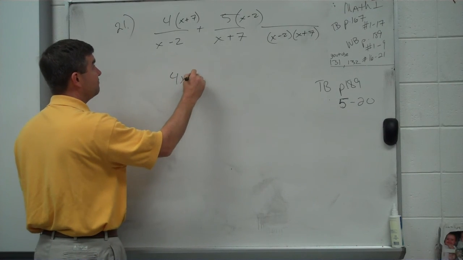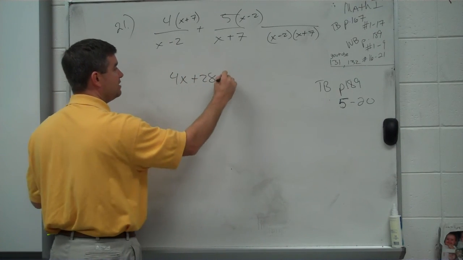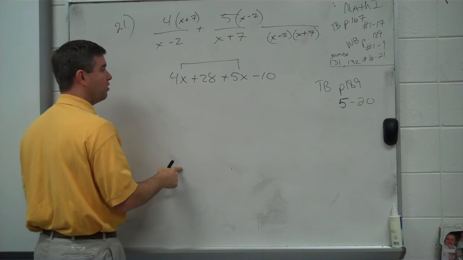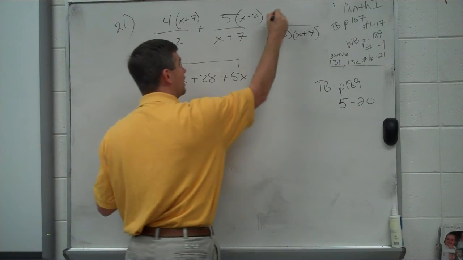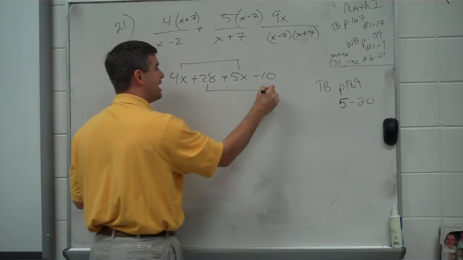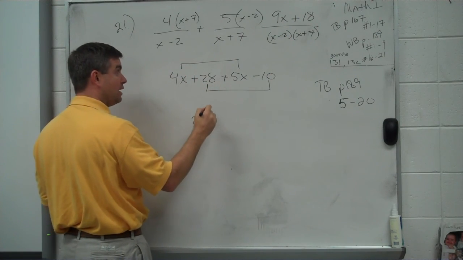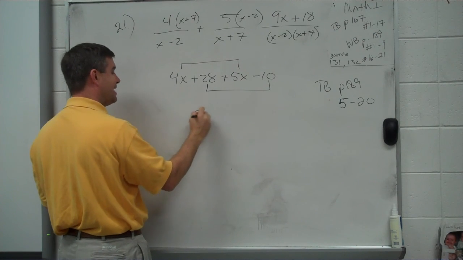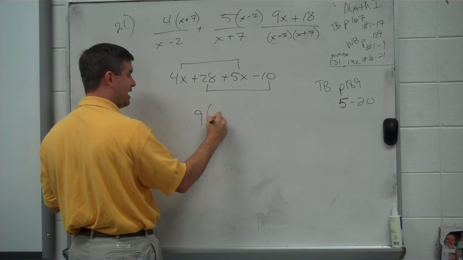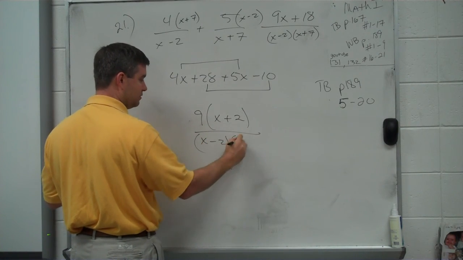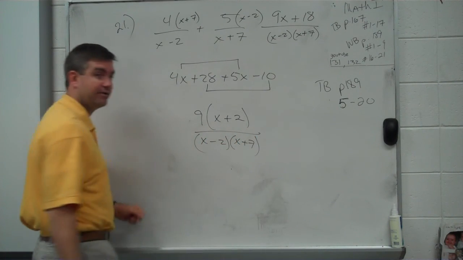So I distribute and I get 4x plus 28. Over here I get plus 5x minus 10. 4x and 5x make what? 9x. 28 minus 10 makes 18. But I can factor a 2 out of that. No, 9. Factor a 9 out of that, and I'll have x plus 2 all over x minus 2 and x plus 7. Is that right? Yeah.